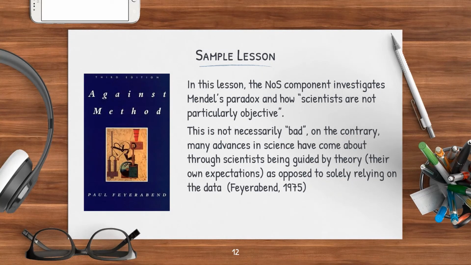An important note to make is that in the sample lesson provided, the nature of science component investigates Mendel's paradox and how scientists are not particularly objective. It's important to note that this is not necessarily bad, and on the contrary, many advances in science, such as Darwin's theory of evolution and Mendelian genetics, have come about through scientists being guided by theory, as opposed to solely relying on data. This relationship is studied in the book Against Method.